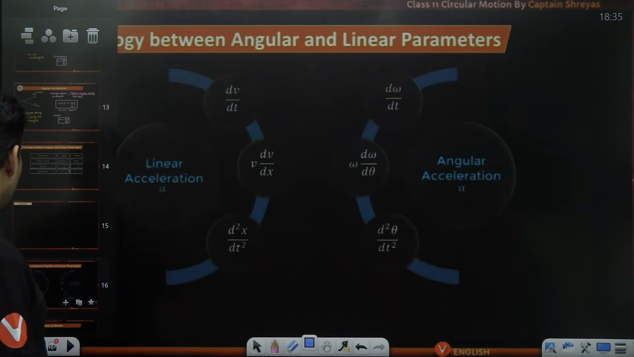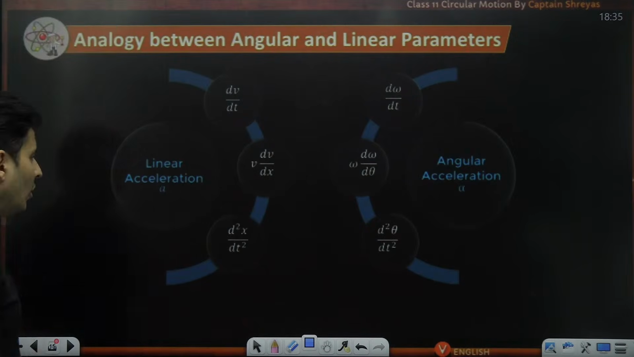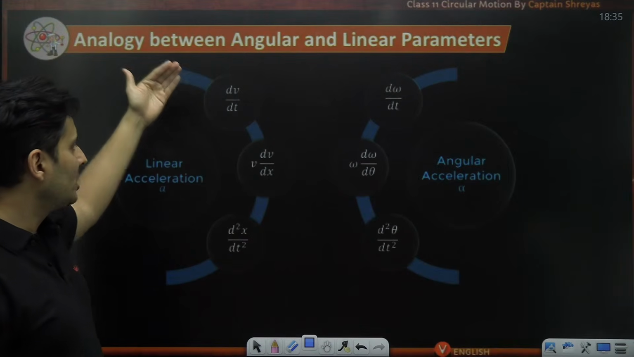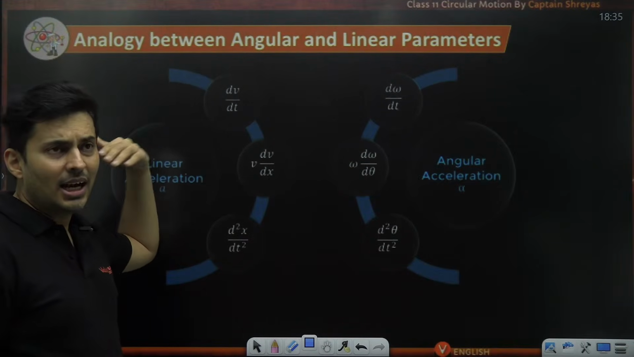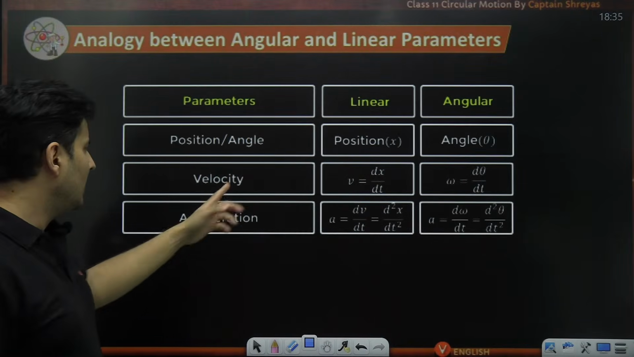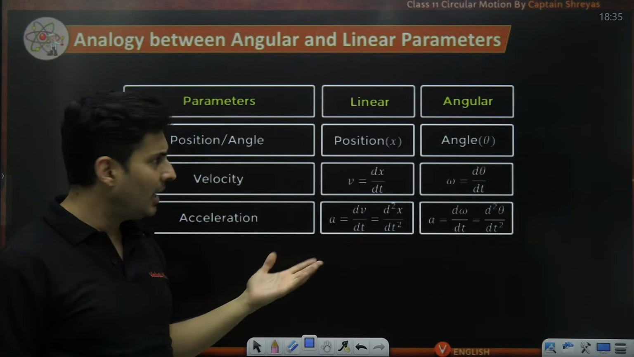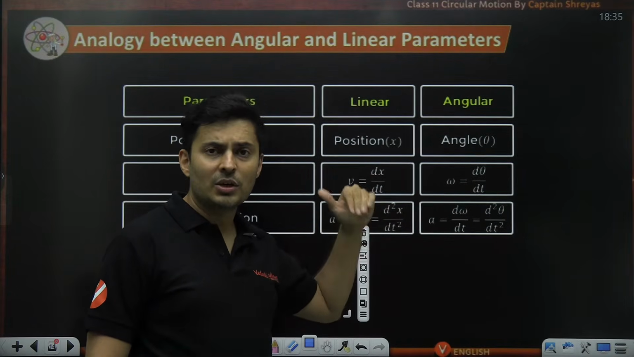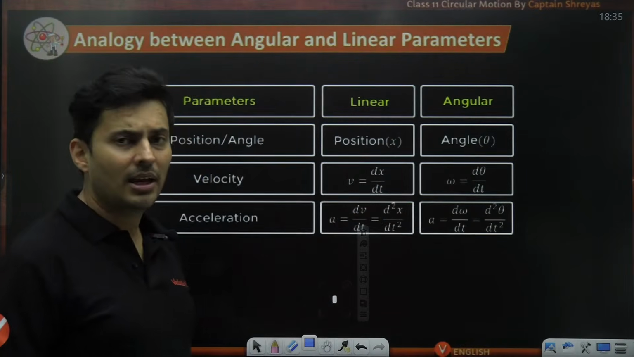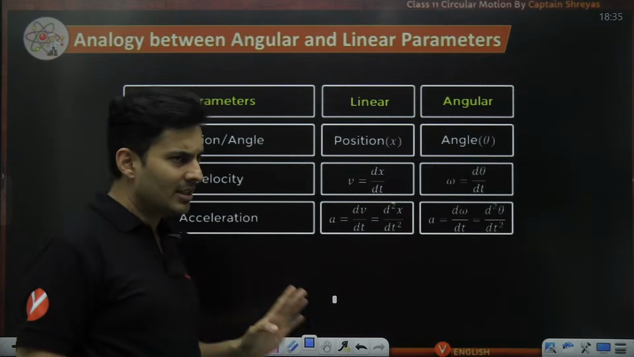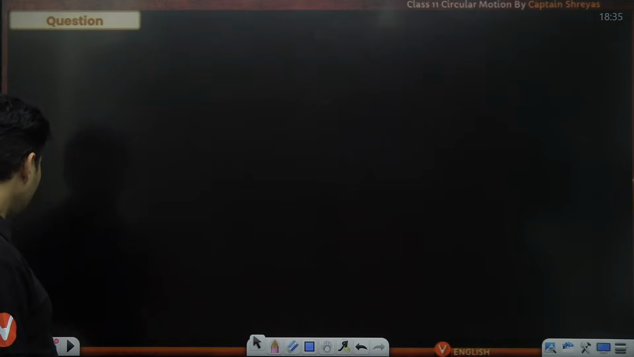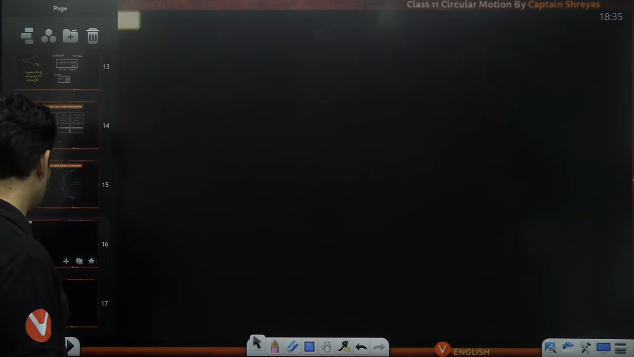You might be wondering, are they all similar in almost every sense? The answer is yes. Just like you can differentiate position to get velocity, and from velocity you get acceleration, in the same way, if you have theta, you can differentiate it to get omega, and differentiate omega again to get angular acceleration. So everything is similar. That's what you're going to see, and that is what we are going to solve right now. Let's look at some questions coming up on your screen.